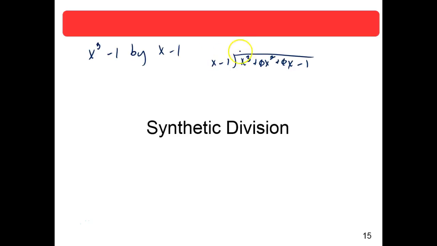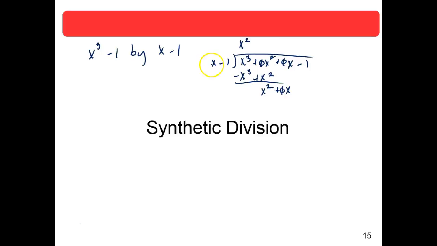Now what? Divide. X will go into x cubed x squared times. You can scoot it over there if you wanted to. Then you multiply, and that gives you x cubed minus x squared. You see why you got to have a placeholder there? If you had written the minus 1 there, you couldn't. Everything would have been messed up. So then what do we do next? Change signs and add, and that gives us x squared. Then what? Bring down 0x. And then what?